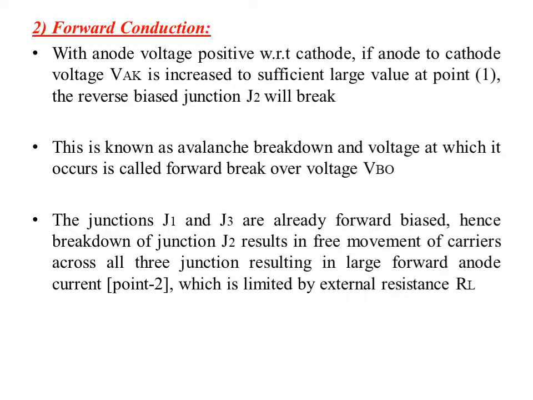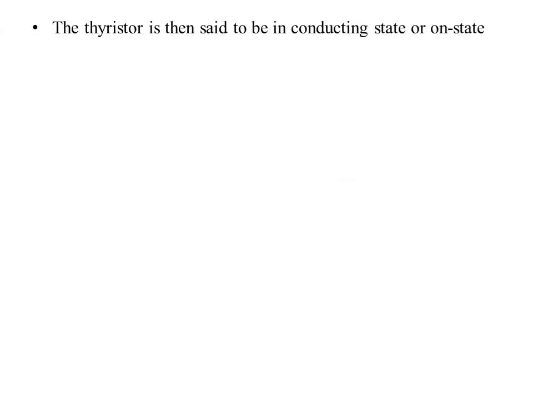Hence, breakdown of junction J2 results in free movement of carriers across all the three junctions, which results in a large forward current that is shown by point 2 in the VI characteristics. But this large forward current is limited by the external resistance RL shown in the circuit diagram in figure A. The thyristor is then said to be in conducting state or on state.